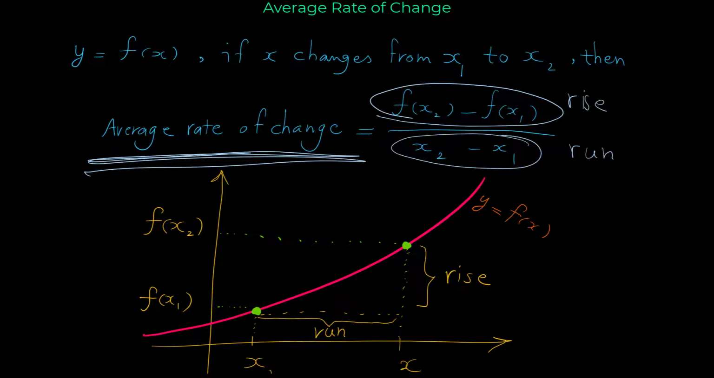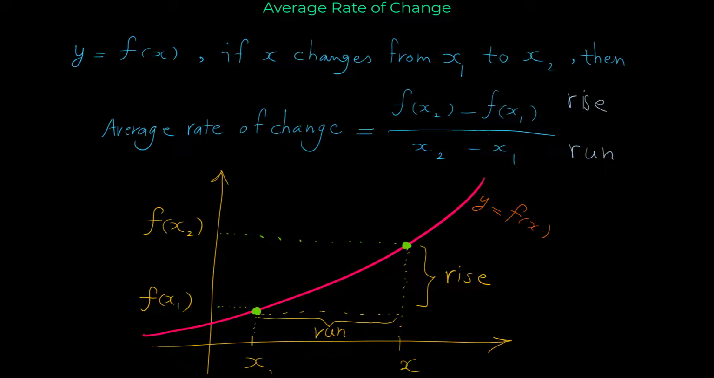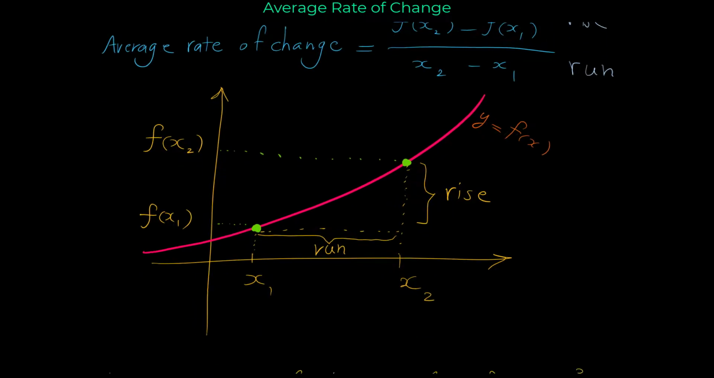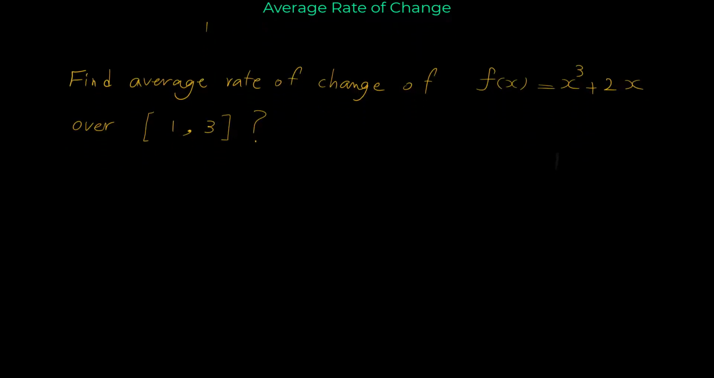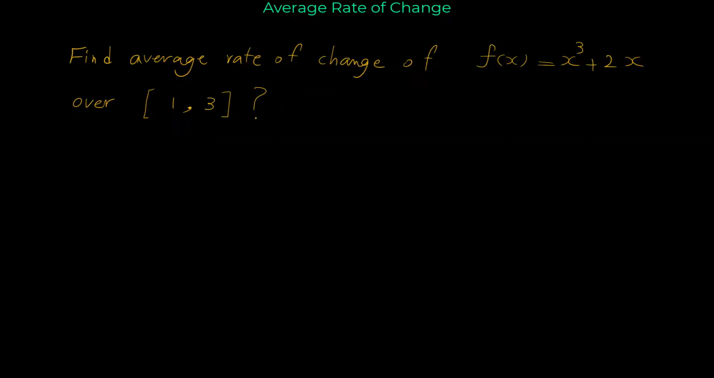So now that we know the definition of average rate of change of a function, let's do this example so we can understand it better. Find the average rate of change of the function f of x equals x to the 3 plus 2x over the interval 1 to 3.